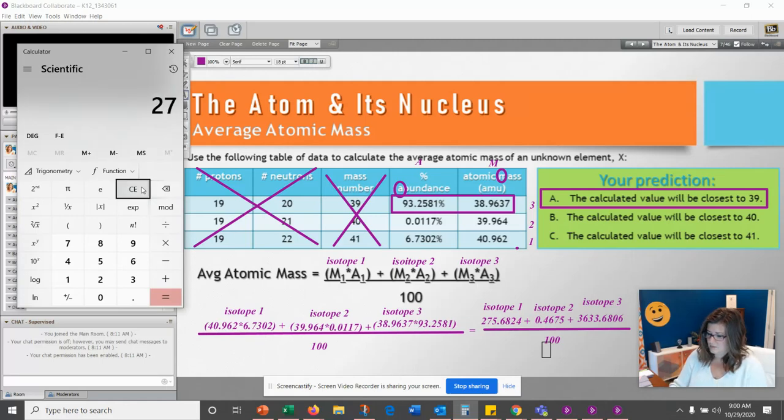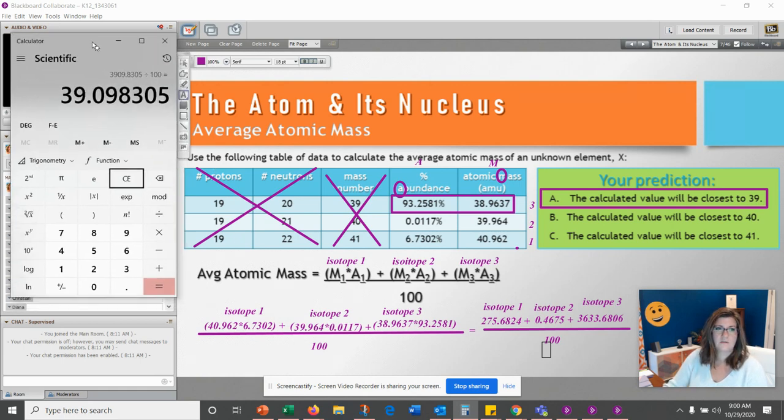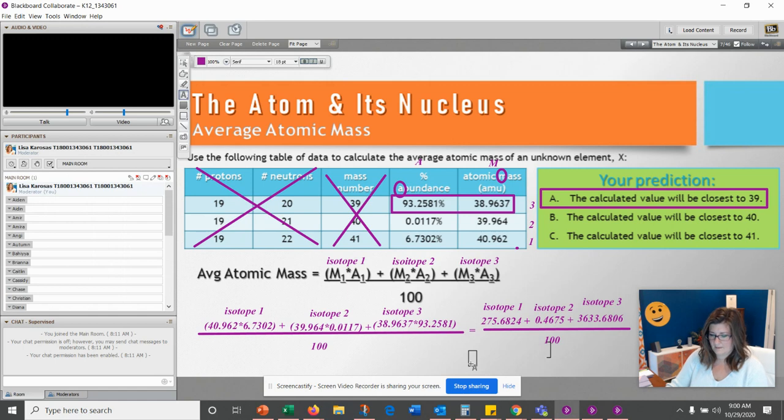Let's see. 275.6824 plus 0.4675 plus 3633.6806. Divide me by 100 and I get 39.0983. And that's going to be atomic mass units.